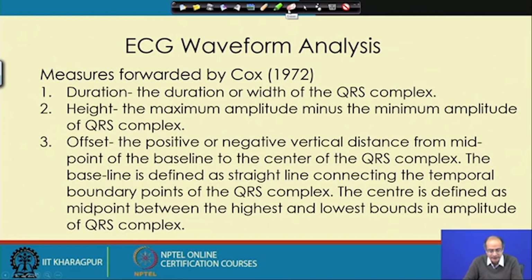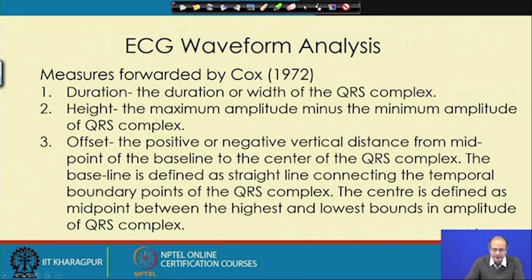Let us look at the definition: the positive or negative vertical distance from the midpoint of the baseline to the center of the QRS complex. The baseline is defined as the straight line connecting the temporal boundaries of the QRS complex, and the center is defined as the midpoint between the highest and the lowest boundary in amplitude of the QRS complex. So, with that we get three important measurements to describe the QRS complex.